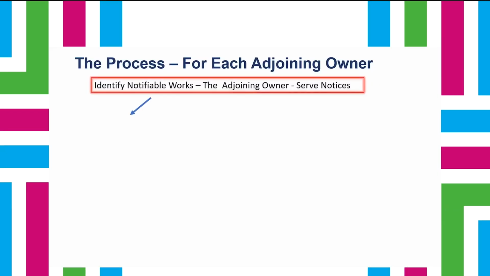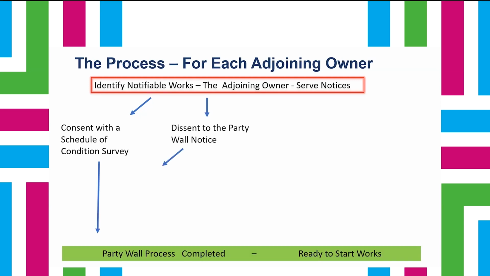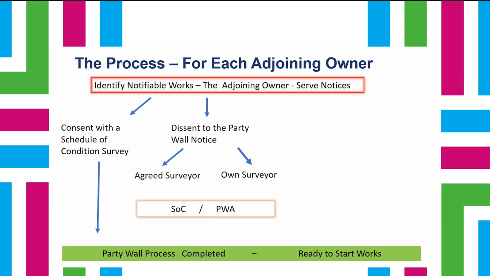So for each adjoining owner, now, if you've got a standard terrace house, you're probably going to have 2 owners on each side. So this process applies to both adjoining owners, and the output will be different to each. They can dissent. Now, dissent doesn't mean they can stop your works. Dissent just means they're dissenting to your notice. Then there's a process whereby we reach agreement, which is they can either use the surveyor in the notice, one agreed surveyor, or they can appoint their own surveyor.